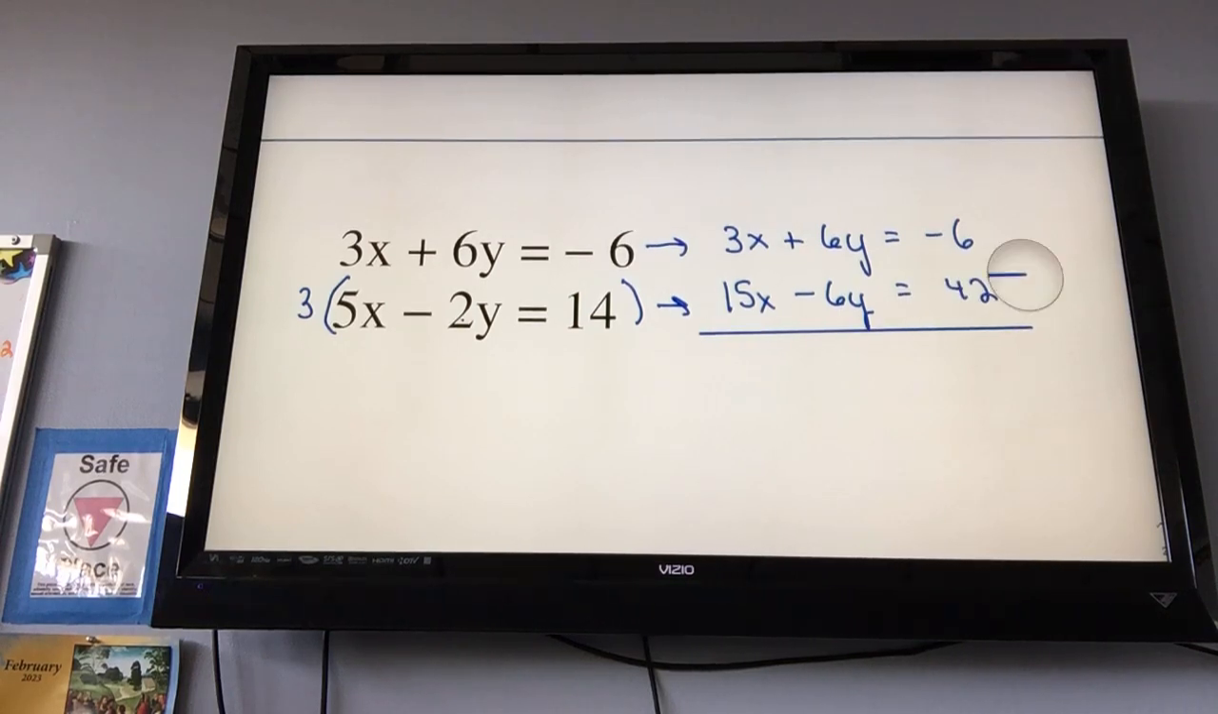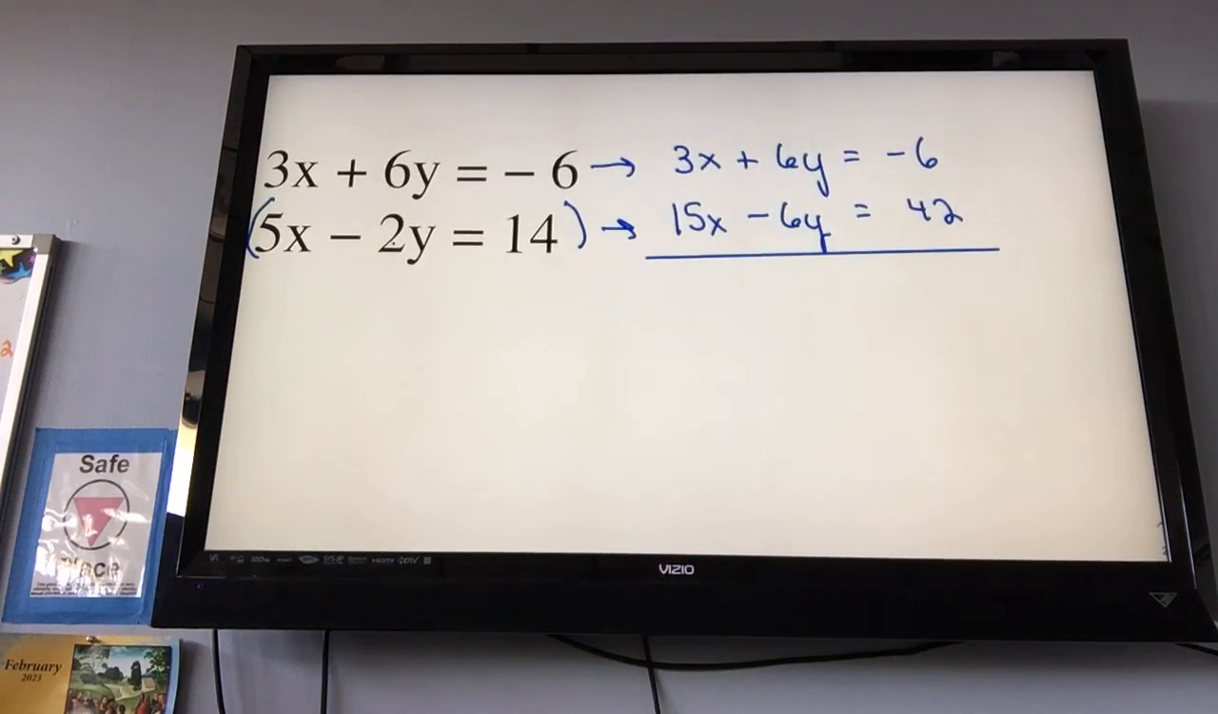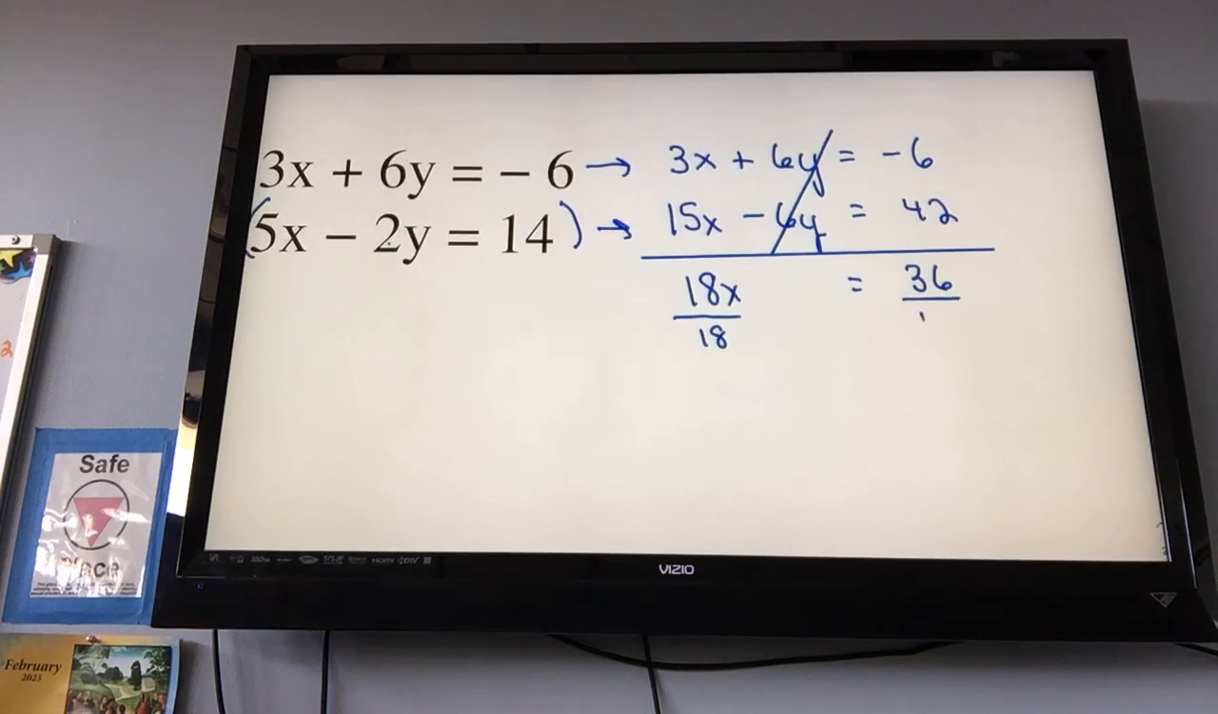If at any point in any calculation you are not 100% sure, then you need to use your calculator, okay? And then we add, 3 and 15 is 18. Positive and negative 6 eliminated. Negative 6 plus 42, 36. Divide by 18. And x equals 2.